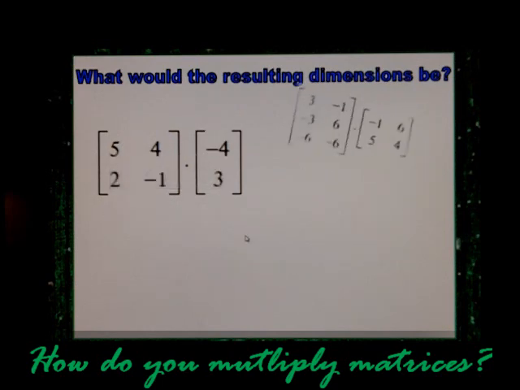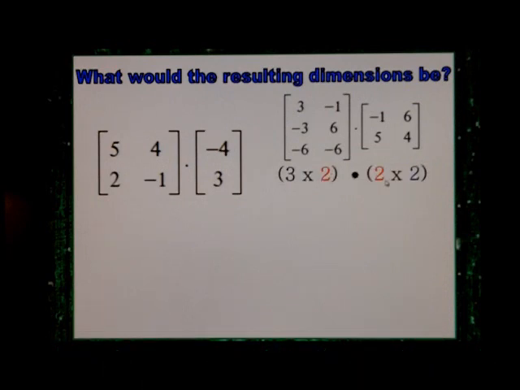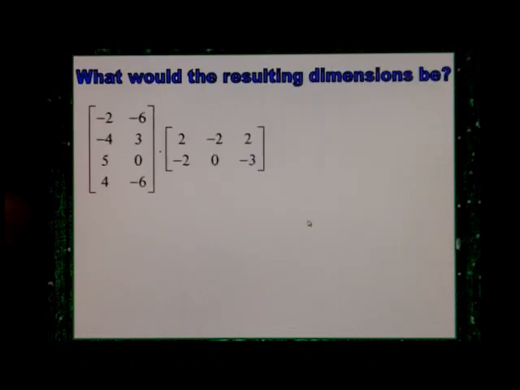Awesome. How about this one? It's a 3 by 2 to begin with, and a 2 by 2, so you can multiply them. The resulting matrix will be a 3 by 2. How about this one? 4 by 2 is the first one, 2 by 3 is the second one. Those you can multiply because the number of columns equals the number of rows. So the new dimensions will be 4 by 3. Lovely.